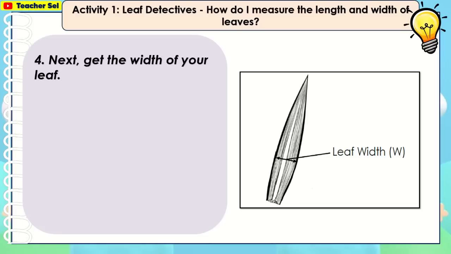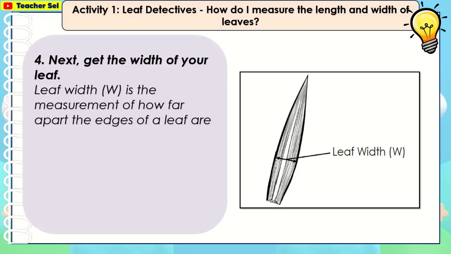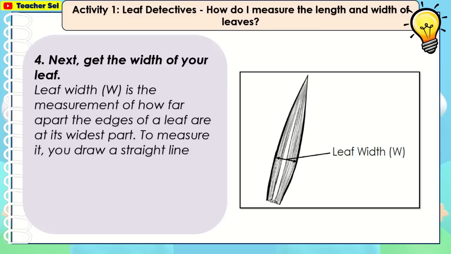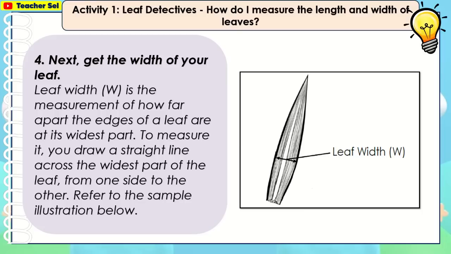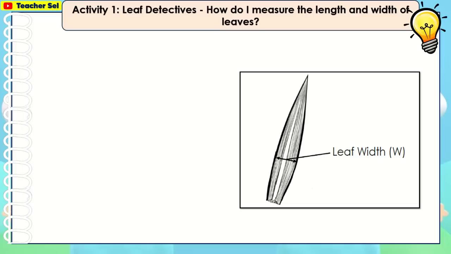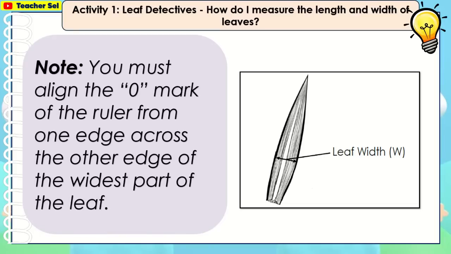Next, get the width of your leaf. Leaf width is the measurement of how far apart the edges of a leaf are at its widest part. To measure it, you draw a straight line across the widest part of the leaf from one side to the other. Refer to the sample illustration. Note, you must align the zero mark of the ruler from one edge across the other edge of the widest part of the leaf.